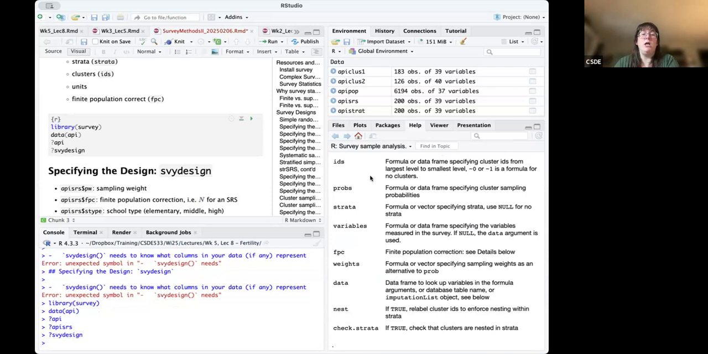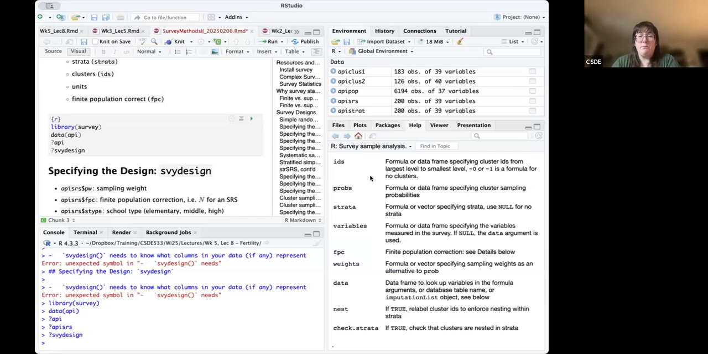So remember in R, if you've ever done linear regression in R or something, a formula is something that has a tilde in it, and there's a left and a right side to the formula. In this ids argument here for the survey design, we need to specify what the clustering scheme is. If there are no clusters in your data, you can either put a tilde 0 or a tilde 1. Otherwise, you want to put the names of the clustering variables in your data separated by plus signs in order of their nesting.